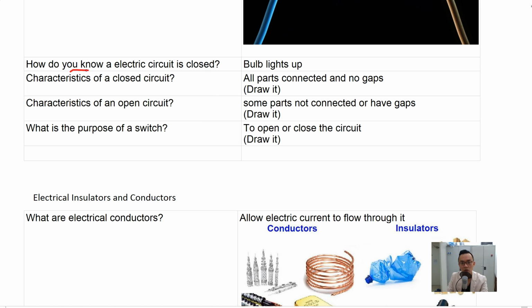So next question, how do you know an electric circuit is closed? When the bulb lights up. So you will have batteries and you will have a bulb. This bulb must light up. Then you know that it's all closed.